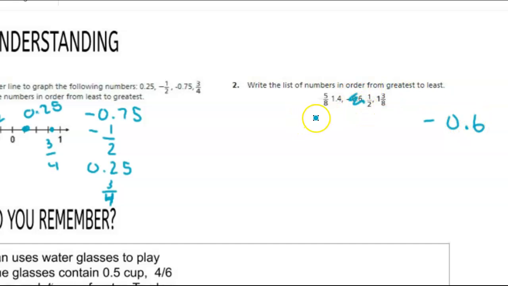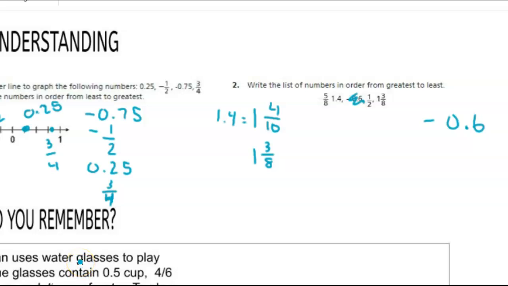And now let's take a look at the rest of these. I know that either 1 and 3/8 or 1.4 is going to go first because they have whole numbers in front of them. So I'm going to take my 1.4. I'm going to bring my 1 over. The 4 is in the 10th place, so I'm going to write a 10. And I have a 4. And then my other one is 1 and 3/8.